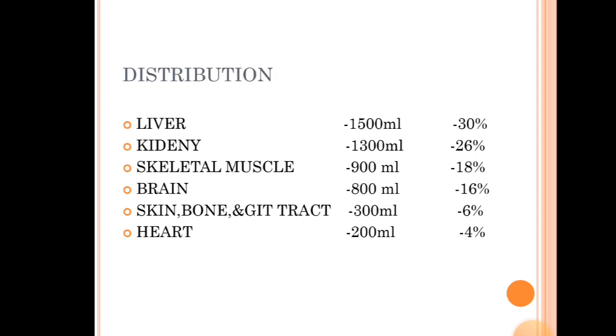So basically, the distribution of cardiac output is 1500 ml to the liver, 1300 ml to the kidney, and 900 and 800 ml to skeletal muscle and brain respectively. To skin, bone, and GIT it is 300 ml, and to the heart it is 200 ml.